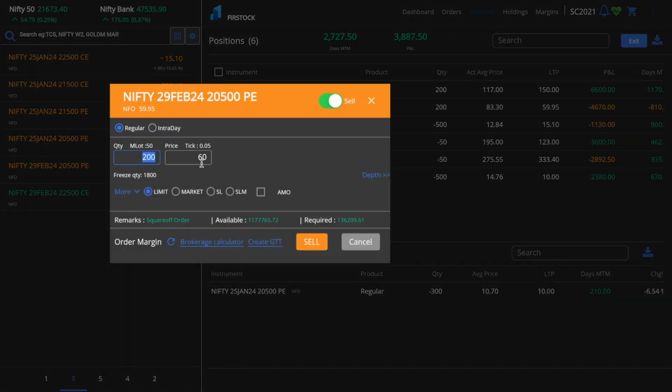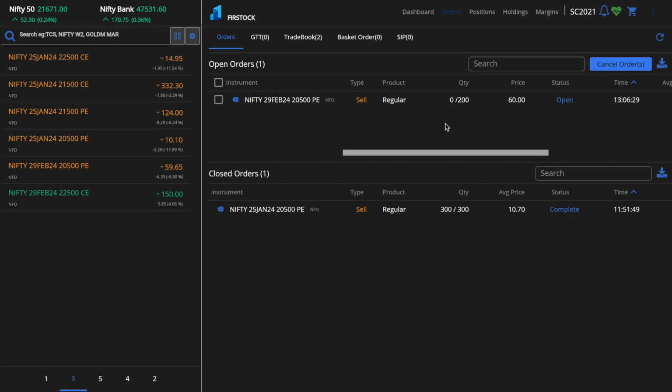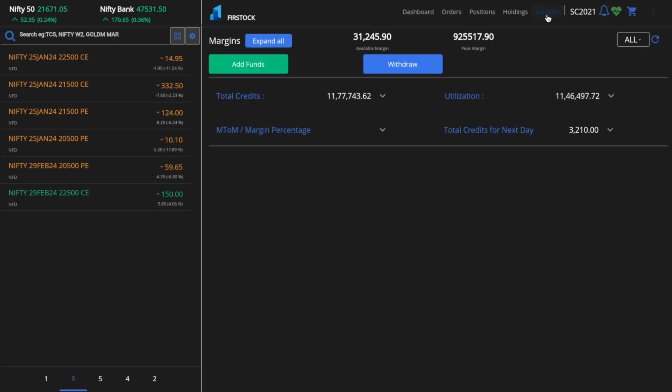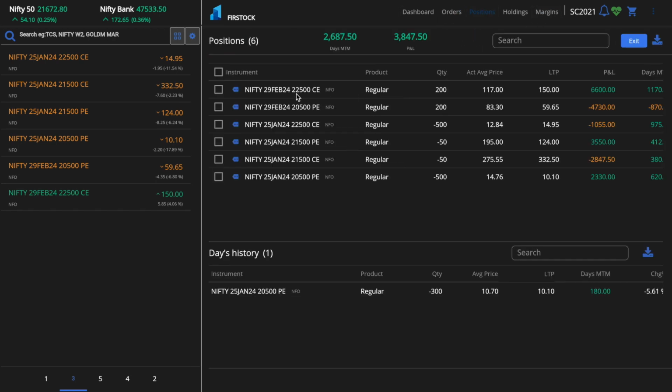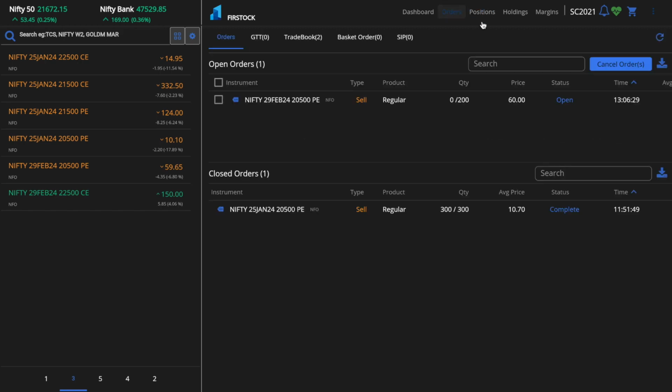It's not going to benefit us anyway, right? Completely exit this at 60. Let's check out if the margins support us. Yes, the margins support us. So we can completely exit this.